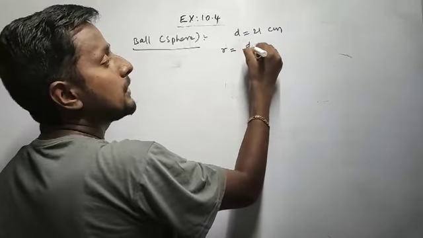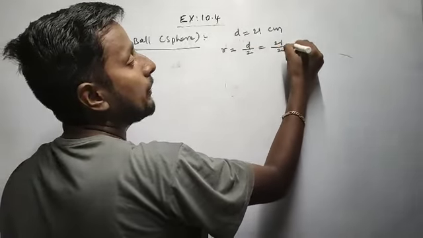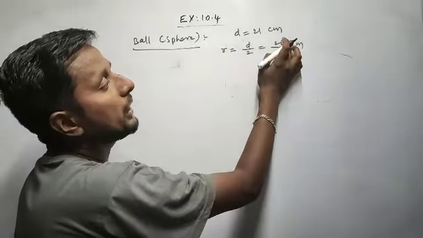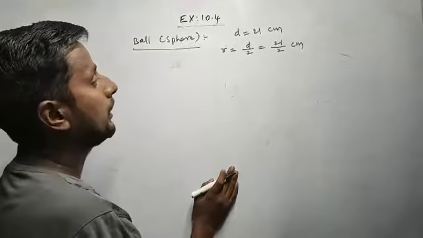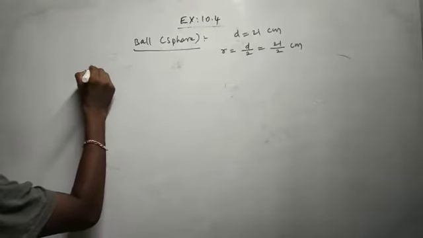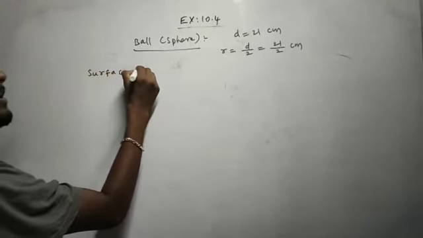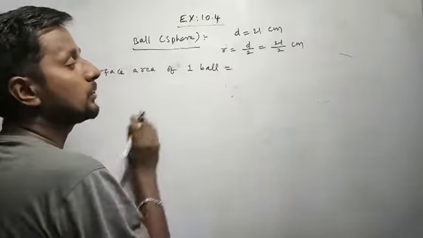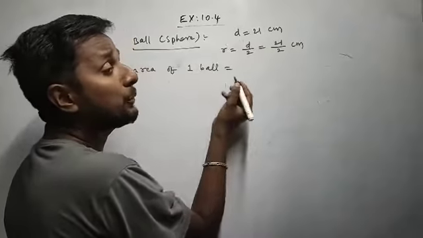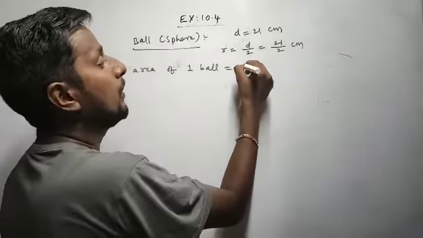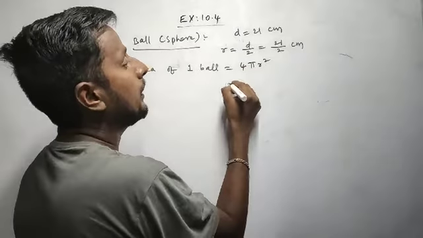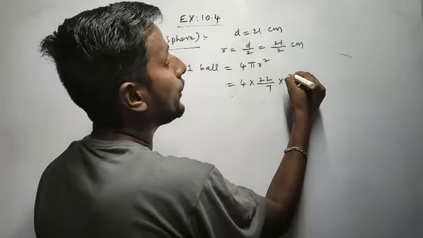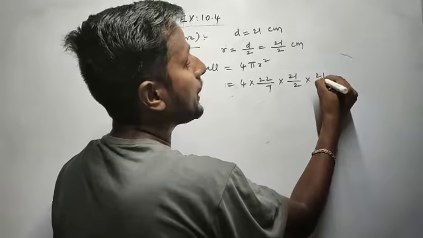R value is D by 2. That's nothing but 21 by 2 centimeter. I don't want to write it again in decimal form, because 21 is an odd number. No need. Okay. Now surface area of one ball. So ball is in the form of a sphere, right? And indirectly I'm talking about surface area of a sphere. Formula 4 pi r square. So 4 into pi value 22 by 7 into r value 21 by 2 into 21 by 2.